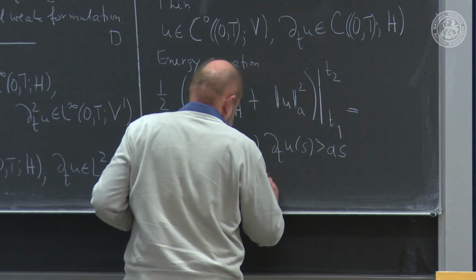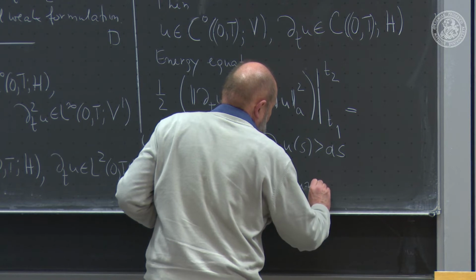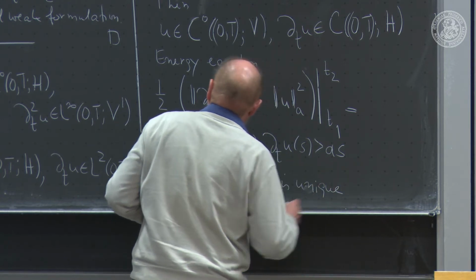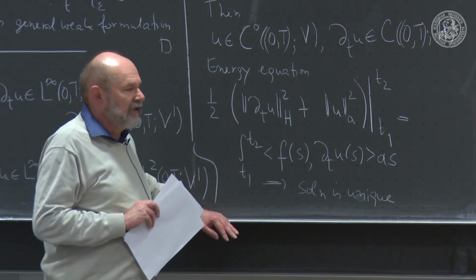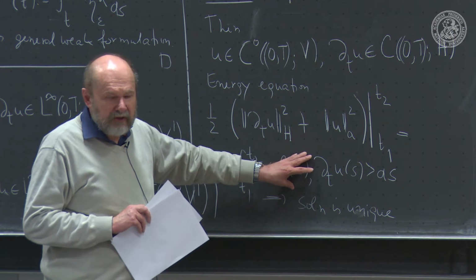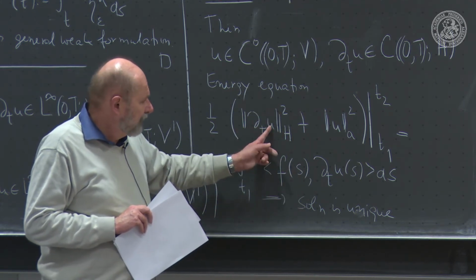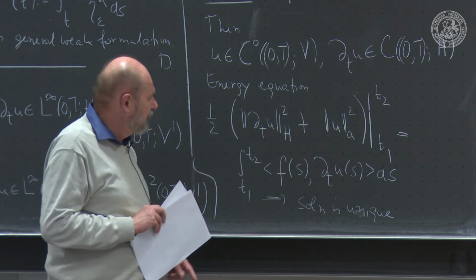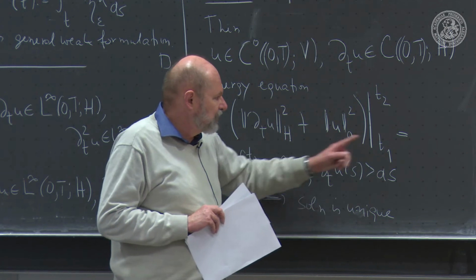That is, the solution is unique. And we see this from this energy equation. Why? If we now apply this energy equation to the difference, the right-hand side is gone because the source term is now 0 here. That is, we have here the difference, and that means these things are constant. So they are the same as for the initial data.